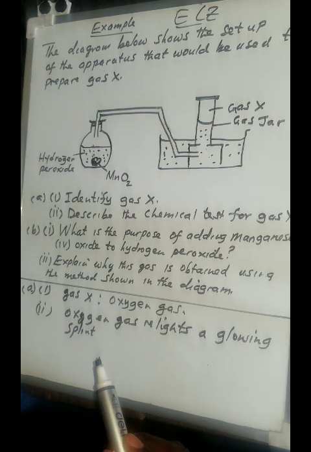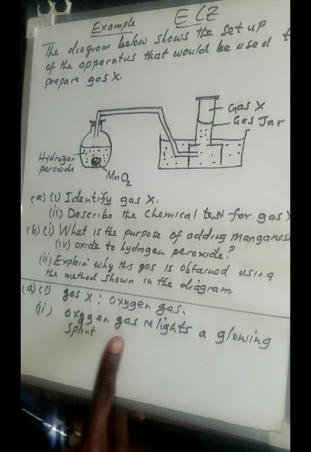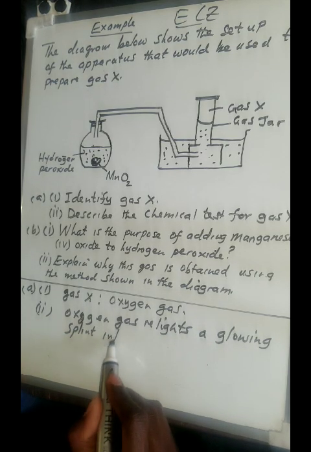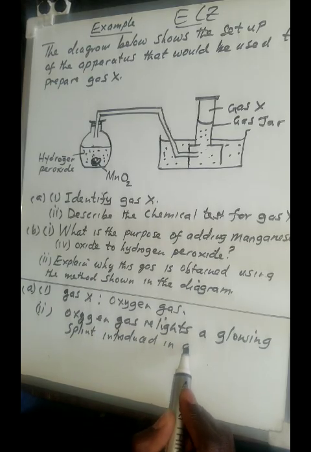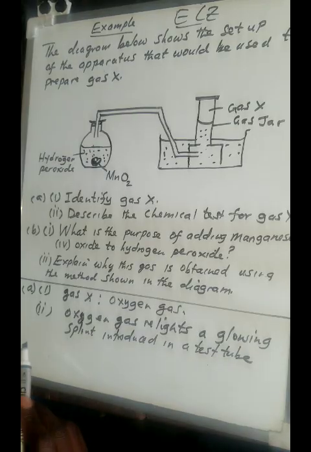So you get a test tube, collect the gas. When you introduce a splint that is almost like an ember, you are going to see that it is going to be relighted. So that is what is going to happen. So oxygen gas relights a glowing splint introduced in a test tube.